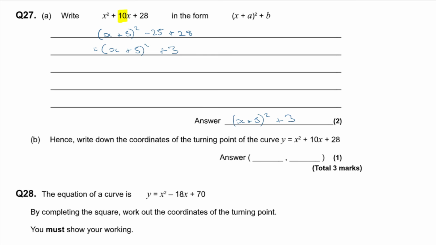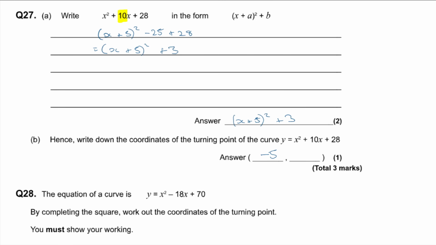Hence, write down the coordinates of the turning point of the curve x squared plus 10x plus 28. Right, now, these values are at their least when that bracket is 0. And the reason for that is if you square a number, it's always positive. So the smallest value a square can be is 0. And that value occurs when x is equal to minus 5 in this case, doesn't it? Because minus 5 plus 5 is 0. So minus 5 is the x coordinate.